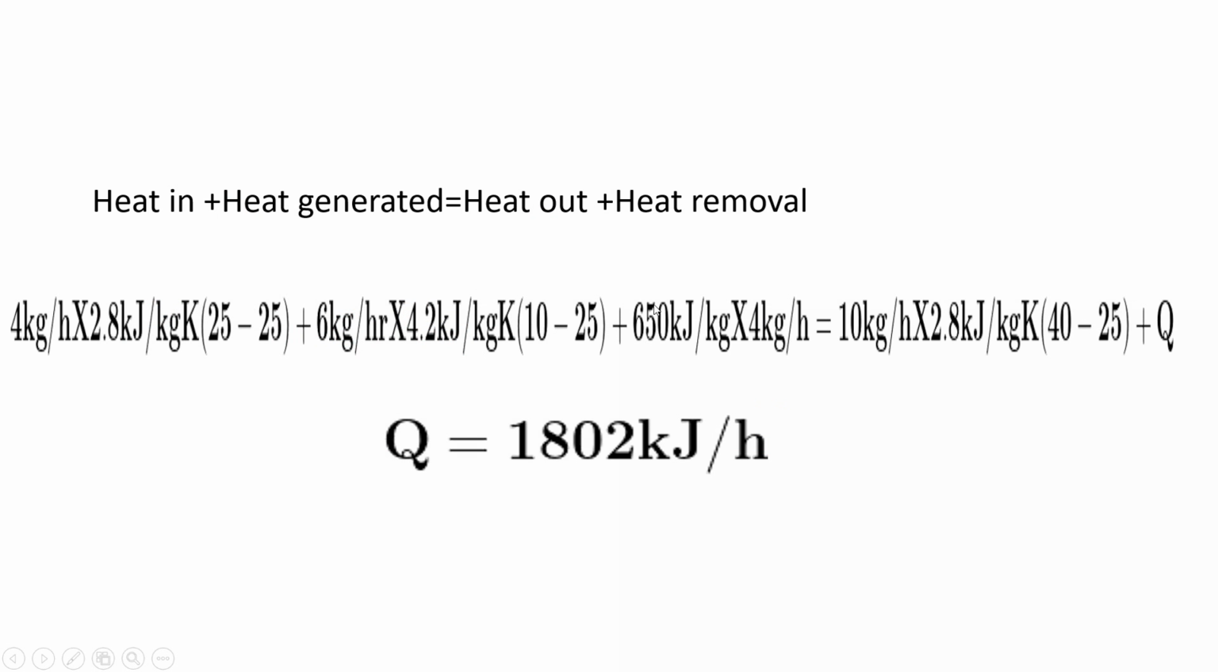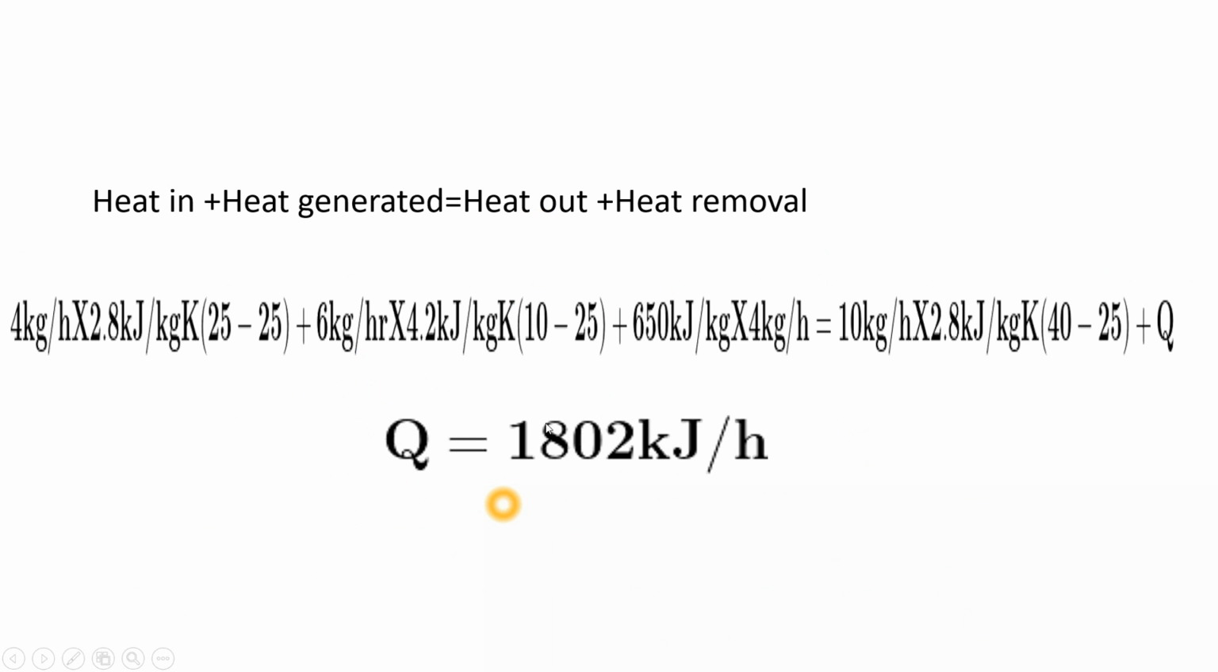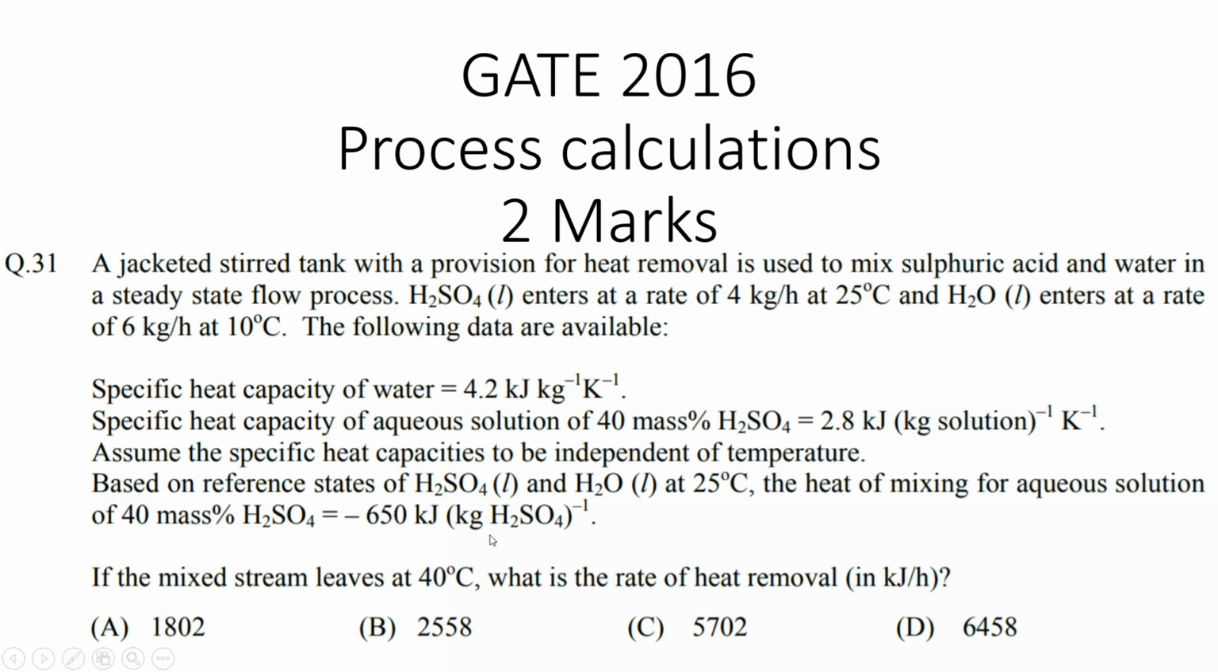Heat generated, how much heat will be generated? You can see here they have given that the heat of mixing for aqueous solution of 40% H2SO4 is minus 650 kilojoule per kg H2SO4. Minus sign is showing here heat is liberated, right? Heat is generated. So 650 will be multiplied by 4 kg per hour. Why am I multiplying it with 4 kg per hour? Since it is given in kilojoule per kg of pure H2SO4, it is based on the H2SO4 input, so I will multiply it with 4 kg per hour, right?